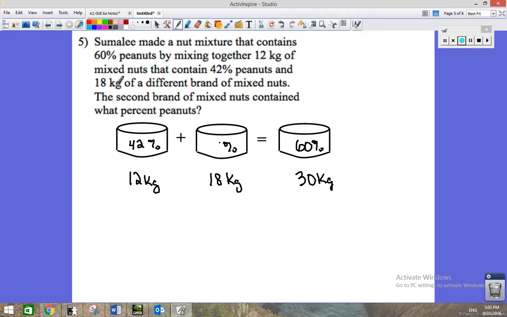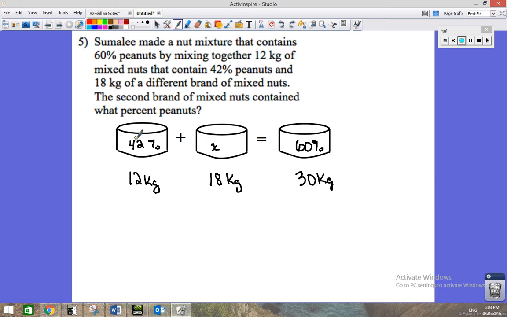And 18 kilograms of a different brand, I don't know the percent of this second brand. And in fact, it says the second brand of mixed nuts contain what percent of peanuts. That's going to be my variable, X percent. All right. So let's set up an equation. Sorry about that. But sometimes when you do make a mistake, you can learn from it, figure out what went wrong, and try not to make that mistake again.